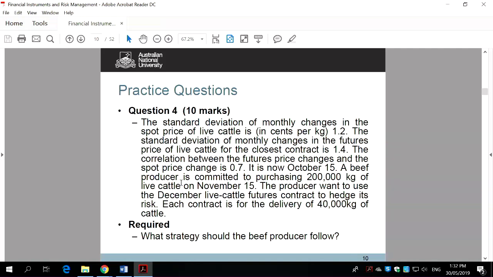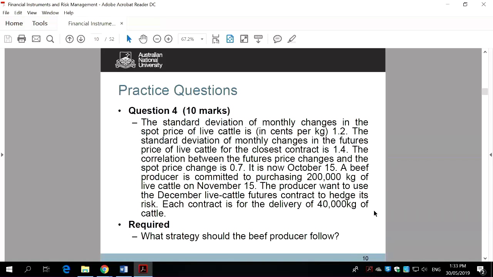A beef producer is committed to produce 200,000 kilograms of live cattle on 15th of November. The producer wants to use December live cattle futures contract to hedge its risk. Each contract is for delivery of 40,000 kilograms of cattle. So what strategy should the beef producer follow?